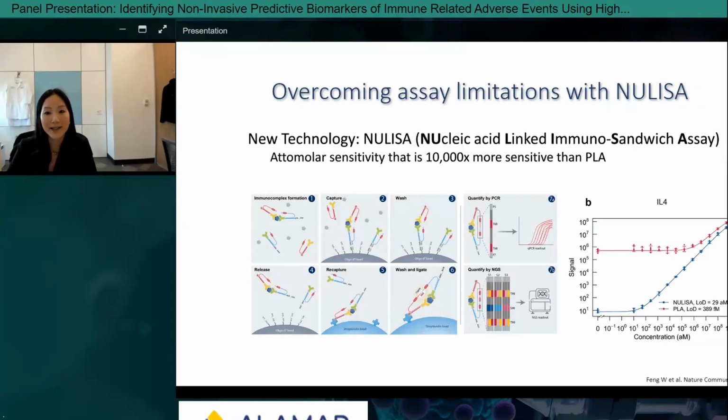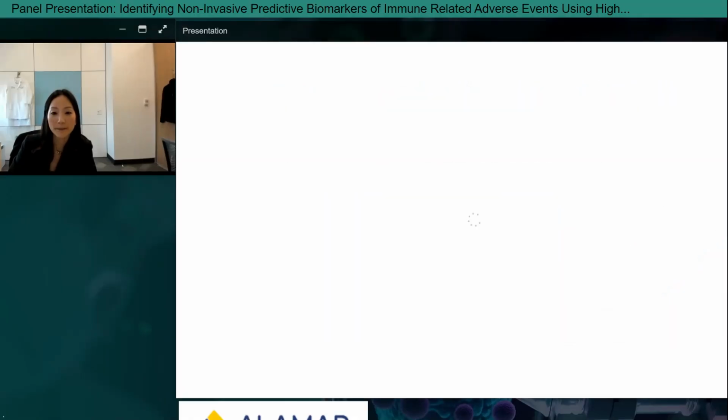To address these limitations, our group leveraged NULISA, a highly sensitive assay that detects low abundance proteins and supports multiplexing of over 200 targets in a single run. This technology allowed us to comprehensively profile immune signals in the urine and in the plasma.